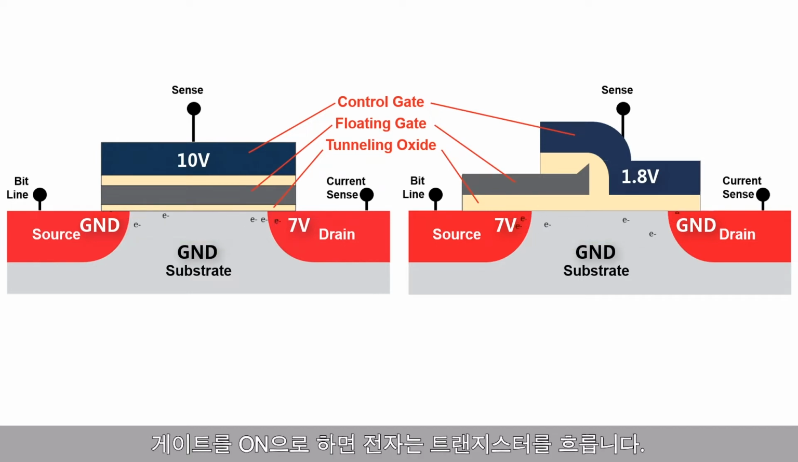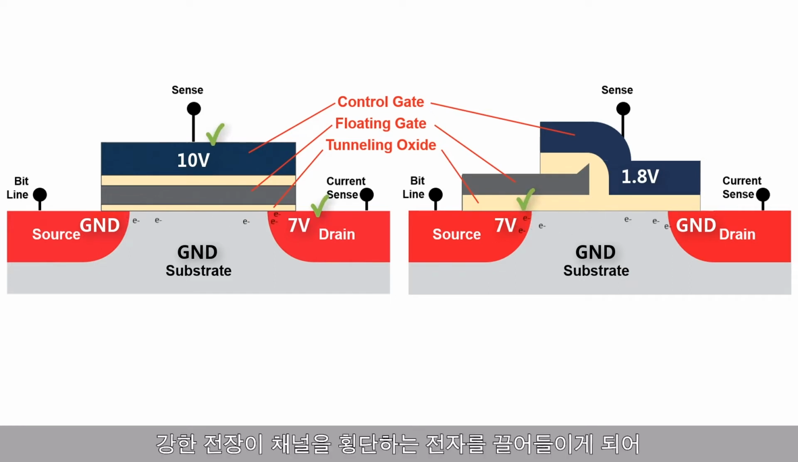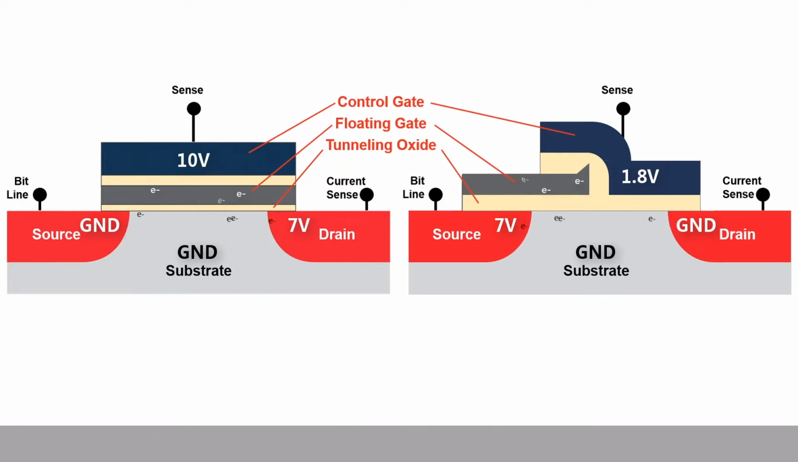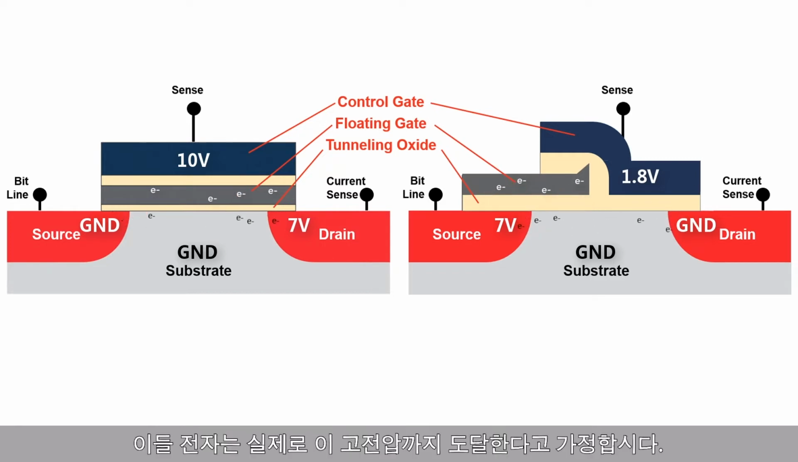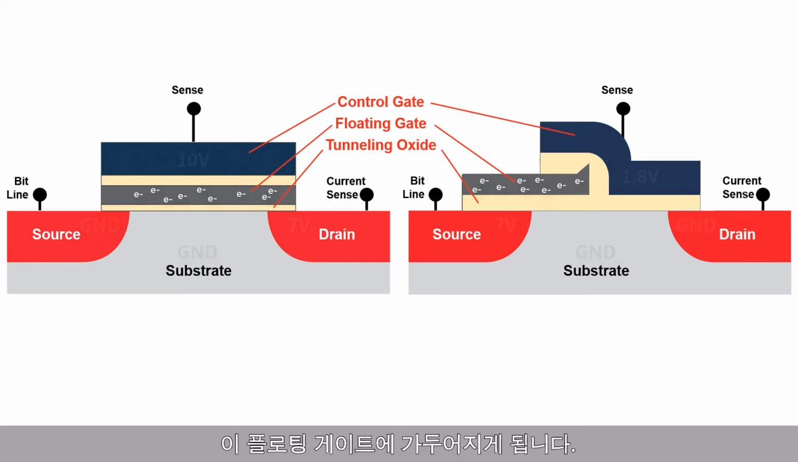So the gate is turned on and the electrons flow through the transistor. Because of this high voltage up here, all electrons crossing the channel are seeing lots of electric field pulling them up. And some electrons will gain enough energy at just the right point to tunnel through this very thin oxide. These electrons are actually trying to reach this high voltage, and maybe some will, but many will lose enough of their energy on the journey to get trapped on this floating gate.